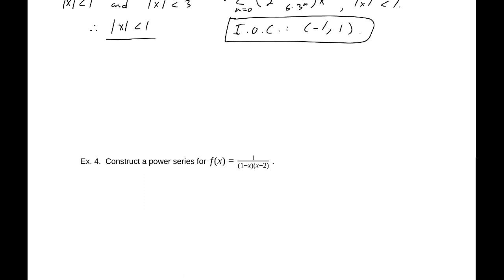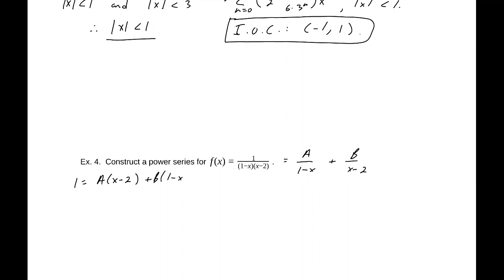Construct a power series for this function. Okay, the same rules will apply here. Let's manipulate this so that it is two separate 1 over 1 minus x forms. All right, so using partial fraction decomposition, and let's clear fractions. So 1 is a times x minus 2 plus b times 1 minus x.